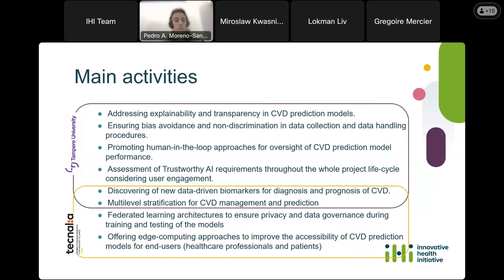We also offer a proven methodology to evaluate trustworthy AI requirements at every project stage, encompassing technical, ethical, regulatory, and domain-specific aspects. And additionally, we jointly explore new data-driven biomarkers for cardiovascular diseases prediction and patient stratification. Beyond this, our approach includes the use of federated learning to respect patient privacy and data governance, alongside edge computing capabilities to enhance the accessibility and efficiency of the CVD prediction model.